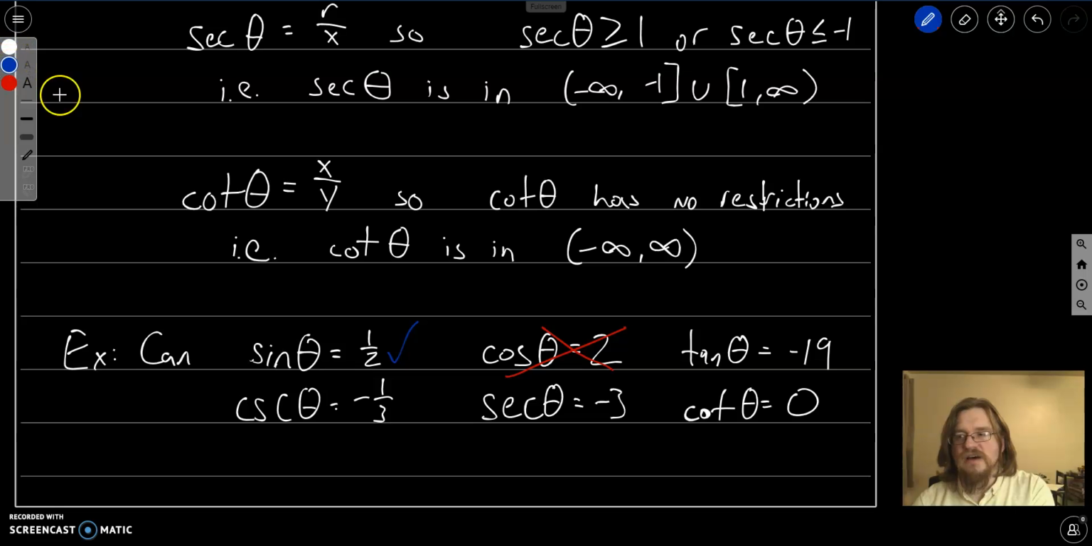Could tangent be equal to -19? Well, tangent, which is x divided by y, x can be anything, y can be anything. There's no restrictions. Tangent can certainly be -19.